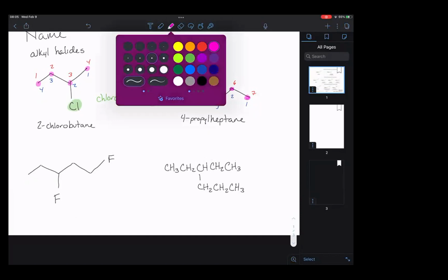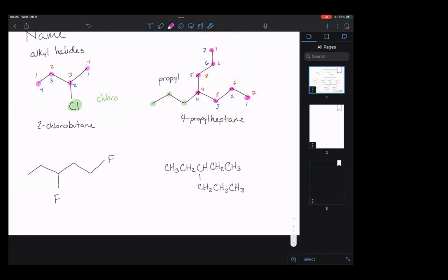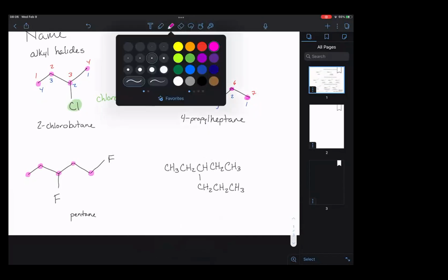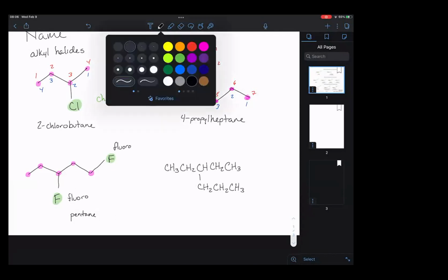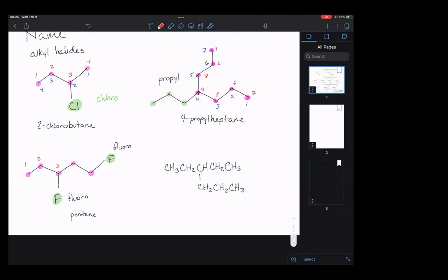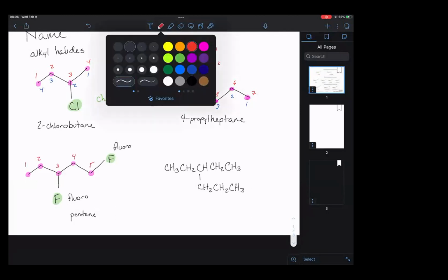For this next one, again, my parent chain is in pink. That would be 1, 2, 3, 4, 5. Don't forget to count that carbon at the base of that fluorine. Okay, so my parent chain is a pentane. I have 2 fluoro groups on there. All right, and then in terms of my numbering scheme, I'm going to have to go in both directions here.